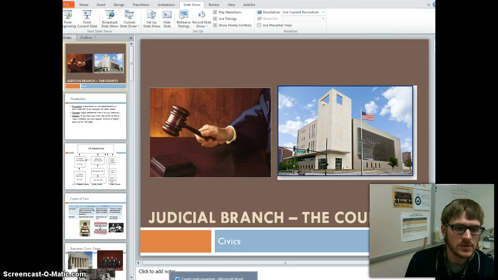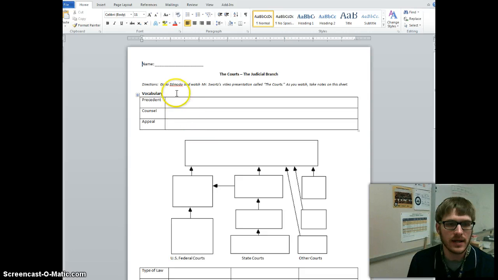Before you start going through this presentation, you'll be wanting to take notes. Today in class, I gave you this organizer, so you'll be filling this in as we go along. We'll start with this vocabulary, and then we'll go through some of these other organizers. So put your name on the top and be ready to write.